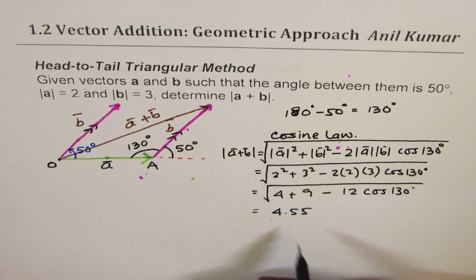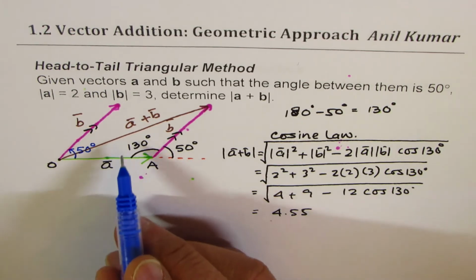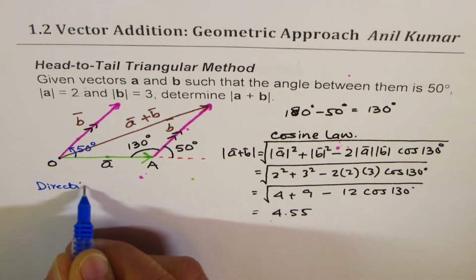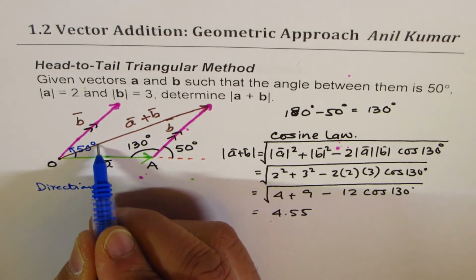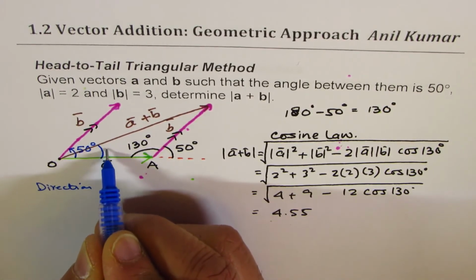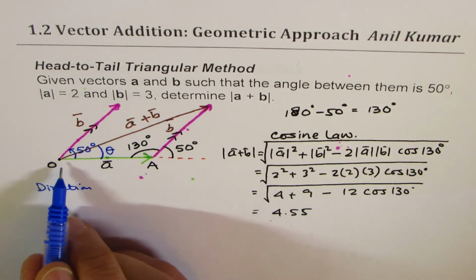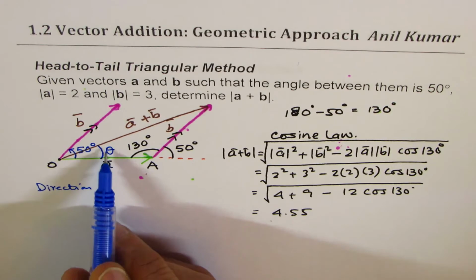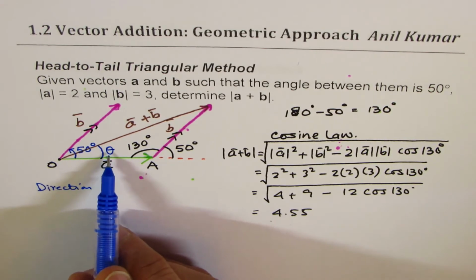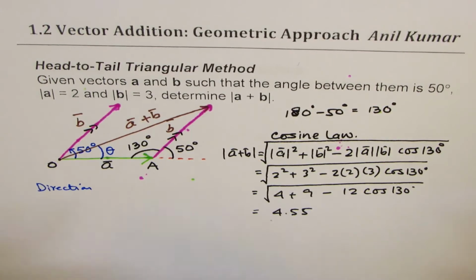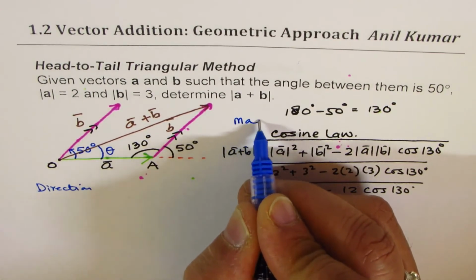We know the magnitude now. In vectors, you have to find direction also. So the direction will be now given with respect to, let's say, A. So let's say this is the angle theta, which resultant A plus B makes with A. So we can find this angle using sine law. So we applied cosine law to find the magnitude. So here we found magnitude, right?